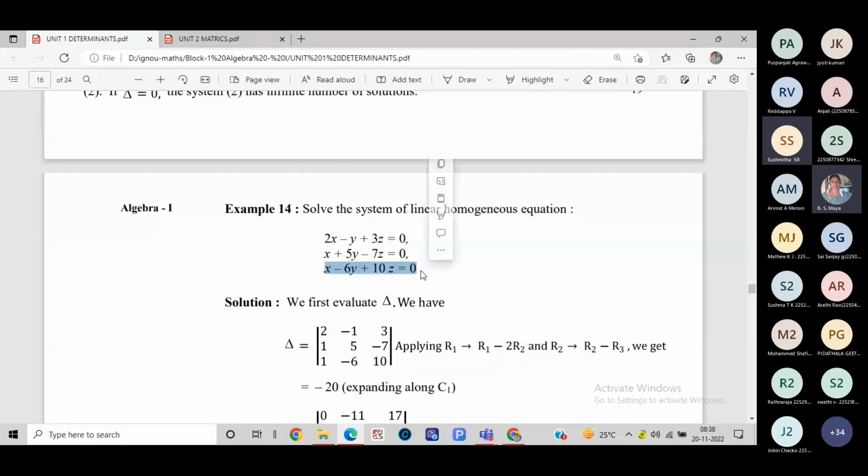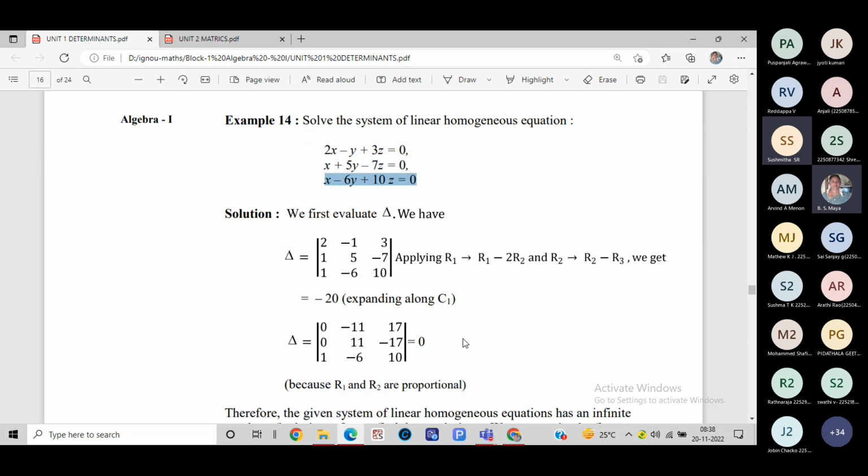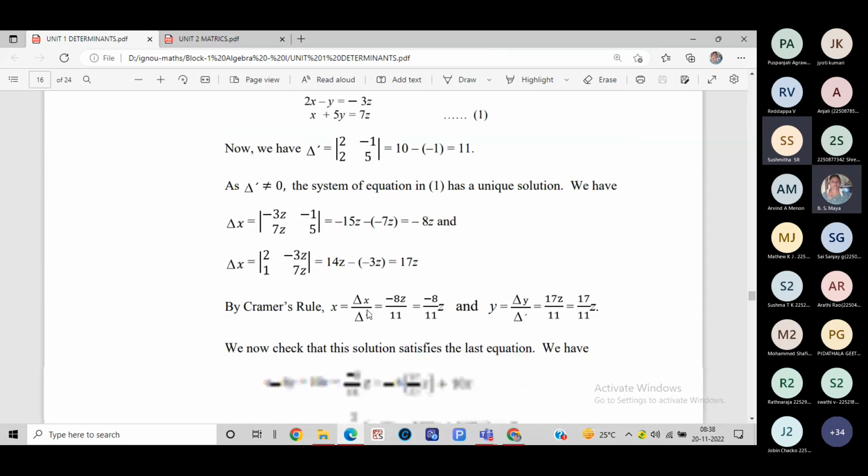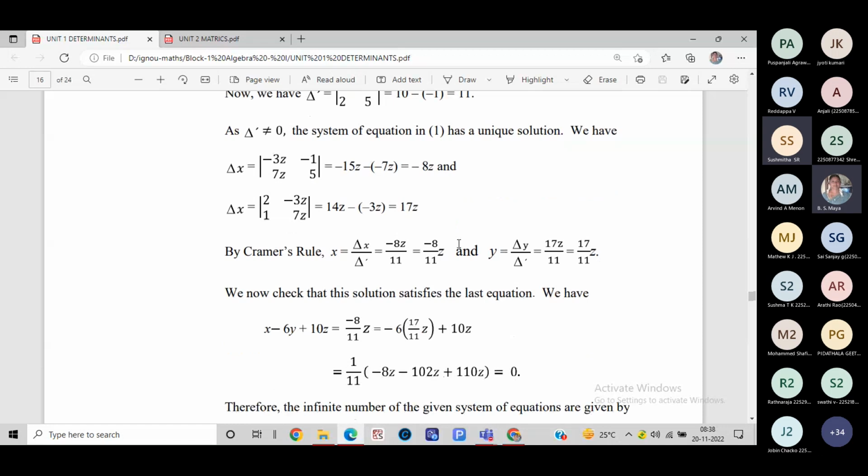Whatever value you're getting, correct or not, you should show it: x minus 6y plus 10z is equal to 0. At least find out the z value now. What is x? Substitute that x value. X is now minus 8z by 11.